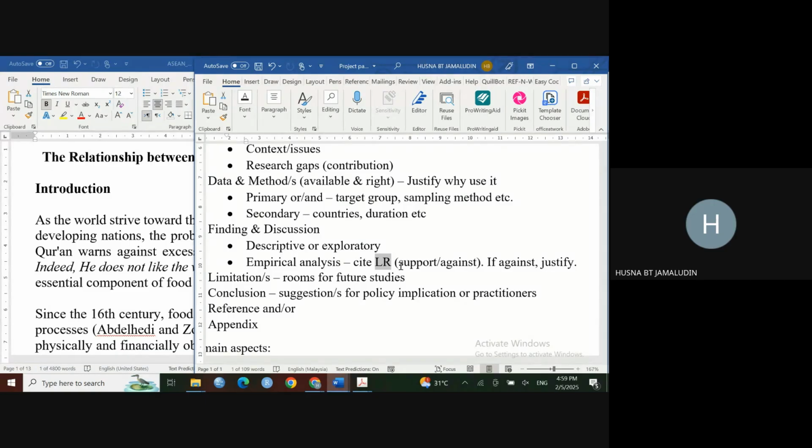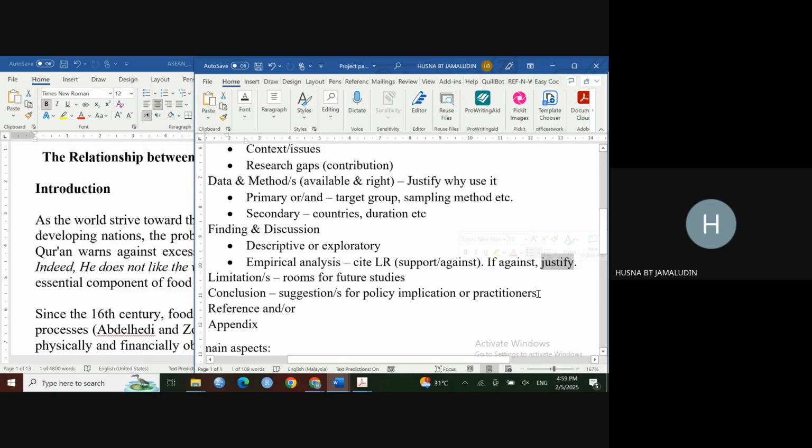So people can say that, oh, your result is actually the same as the previous one, so your result is correct. Or, for example, you can say that, however, my result is the opposite. The previous study shows a negative relationship. I found positive. So if your result is against the literature, you have to justify why. So you have to definitely justify.